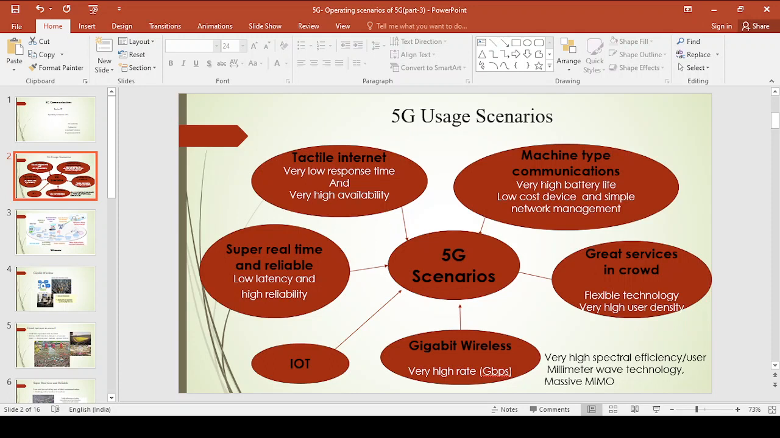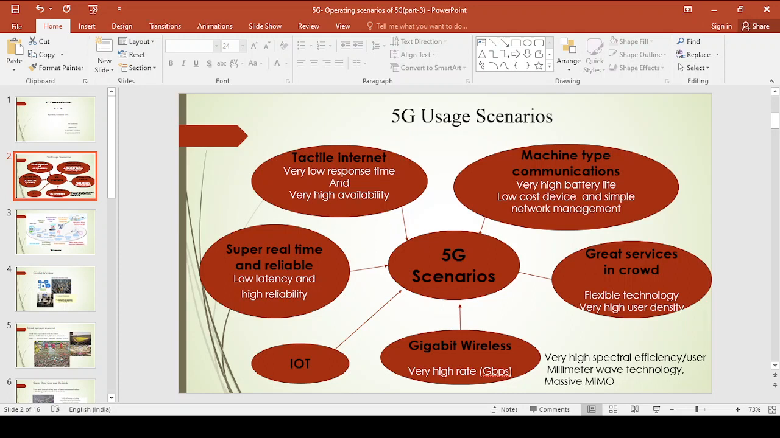Now coming to the next usage scenario, here we have great services in crowd, right? We have some places where a large number of people gather, like open air festivals, shopping malls, and some stadiums. These are the places where there is a chance of gathering more number of people, nothing but very high user density. Very high user density is nothing but places where there is a chance of gathering more number of people.